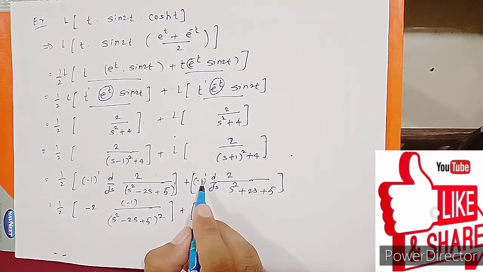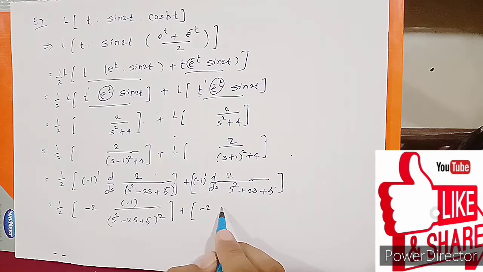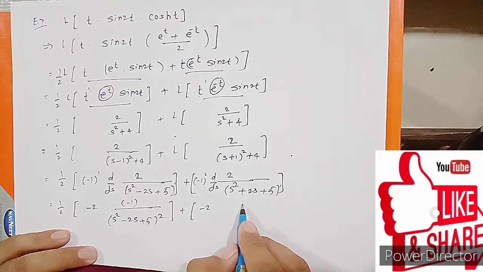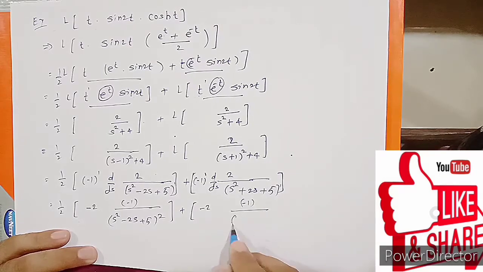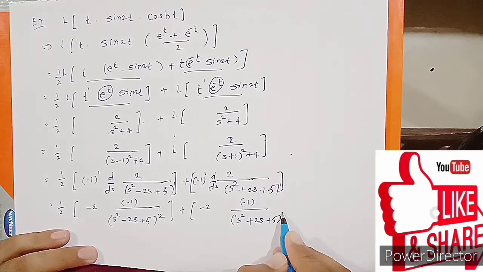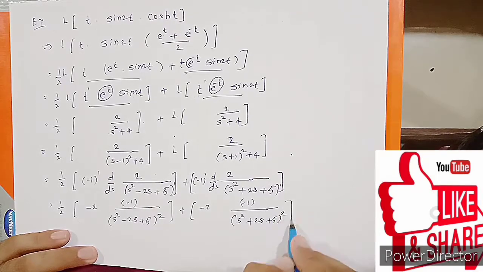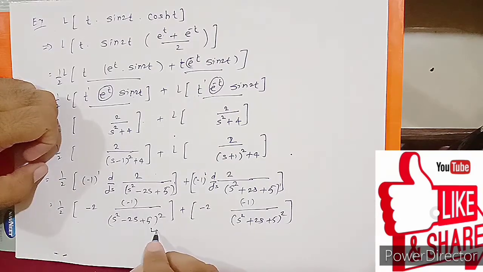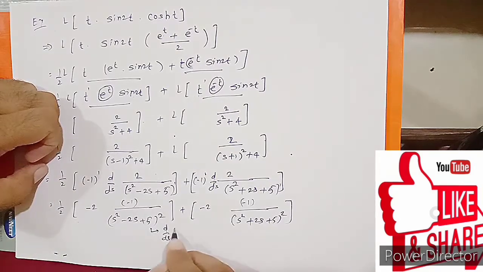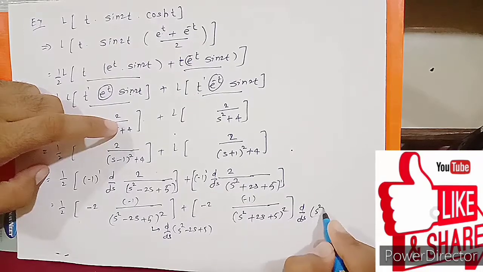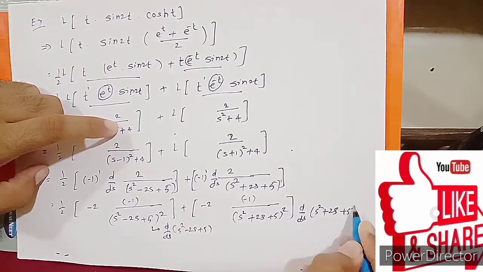Again -1 raised to 1 is -1, so we are putting 2 outside. So derivative of this, again here power is 1, so -1 divided by s square plus 2s plus 5, power increase by 1. Okay, one more step we are missing here, chain rule. What is the chain rule here? d by ds of s square minus 2s plus 5. Again here chain rule is d by ds of s square plus 2s plus 5.